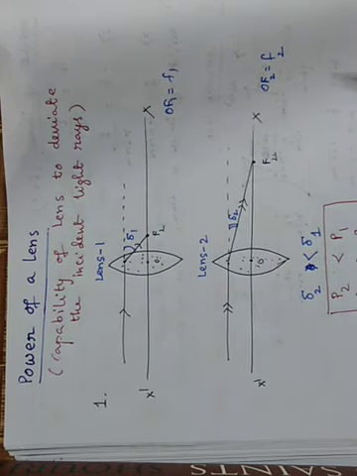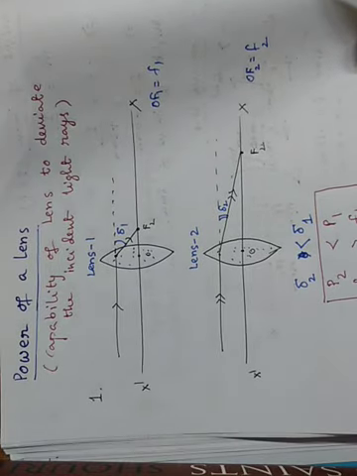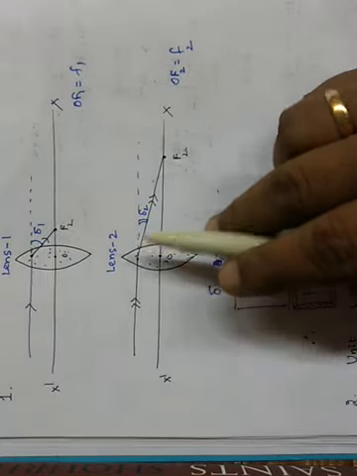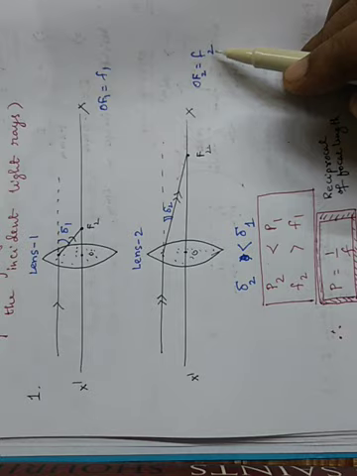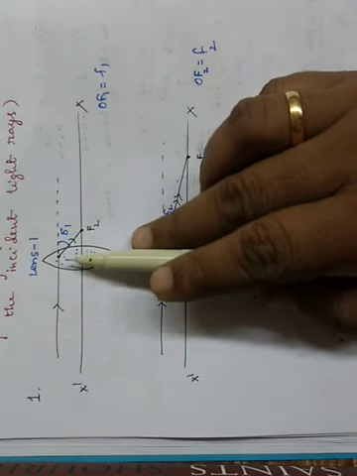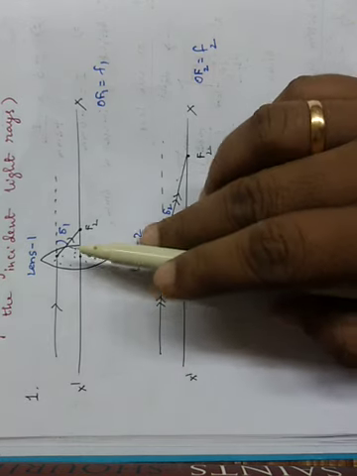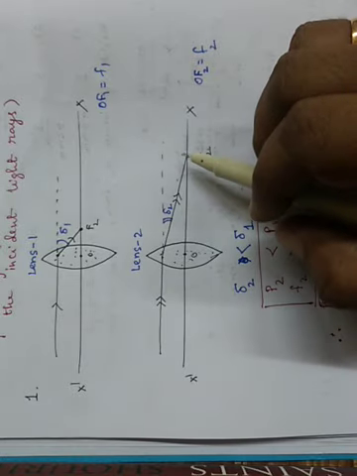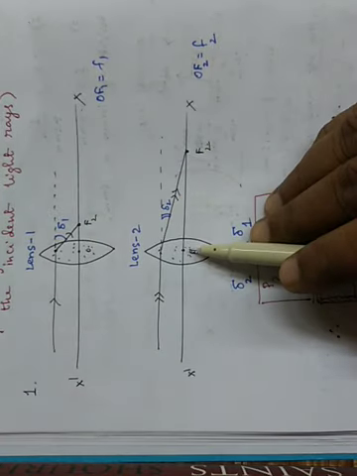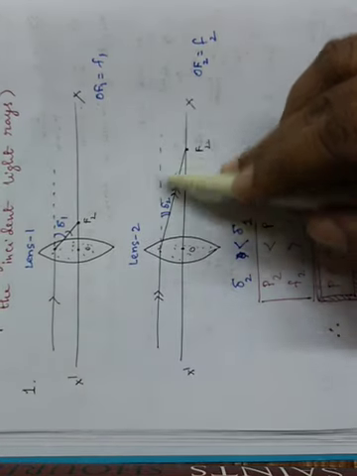Here you see there are two lenses, lens 1 and lens 2, made of glass. They have different radii of curvature, that means they have different focal lengths. In lens 1 the focal length is f1 and in lens 2 the focal length is f2. Now you see the diagram very carefully. In both the cases incident rays are parallel. That means the refracted ray must touch the second principal focus. If the two lenses were not there, these two incident rays would go in this way in a straight line.